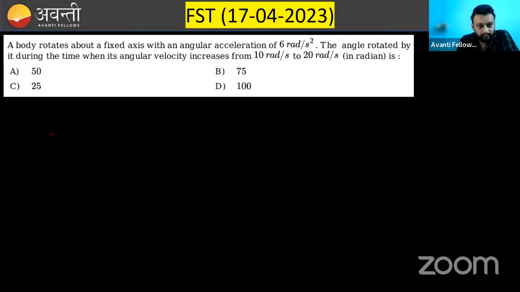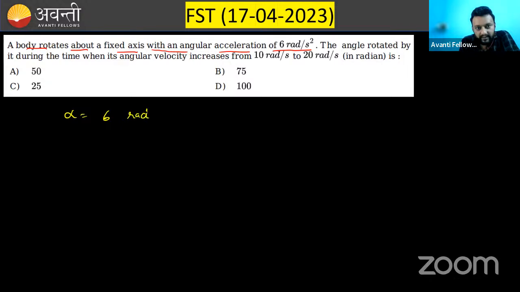What it says, question says a body rotates about a fixed axis with an angular acceleration of 6 radian per second square. What does it mean that alpha is given as 6 radian per second square?